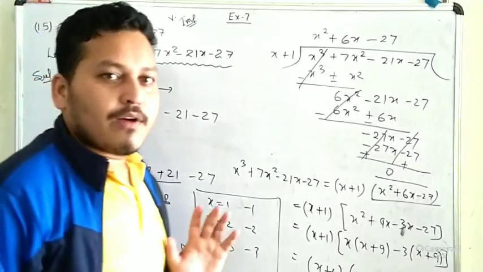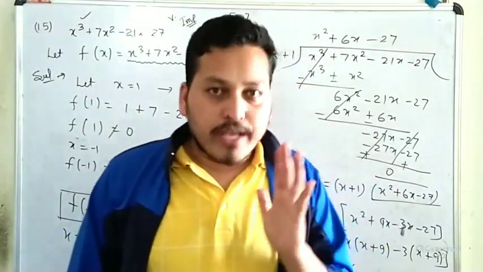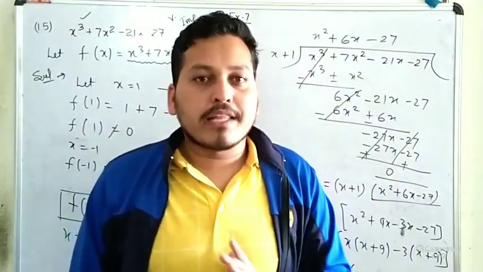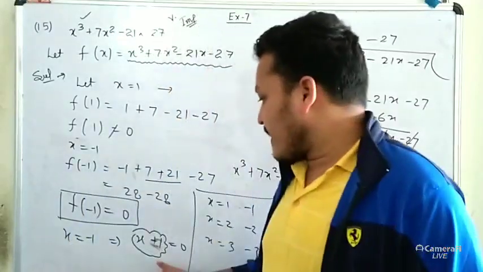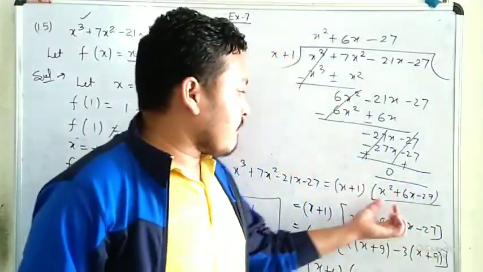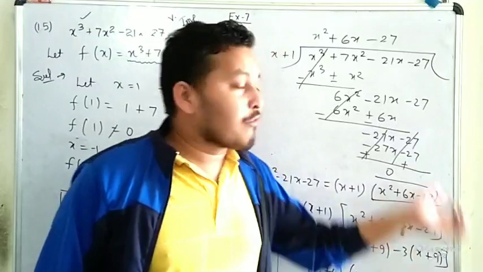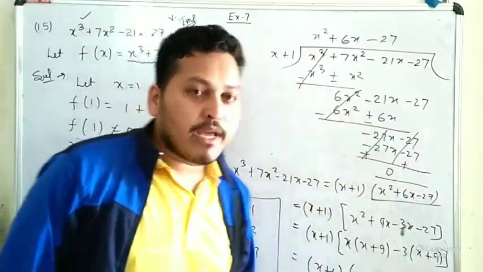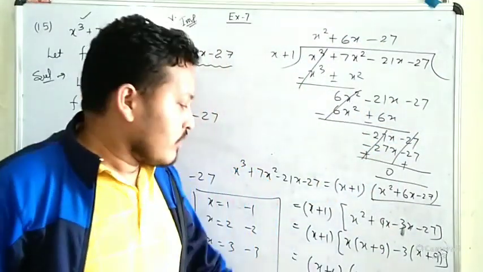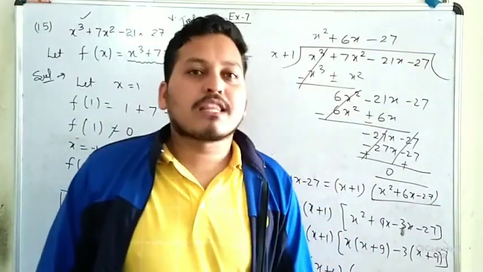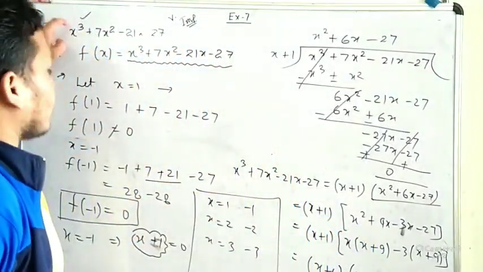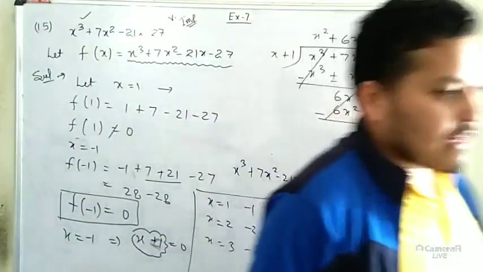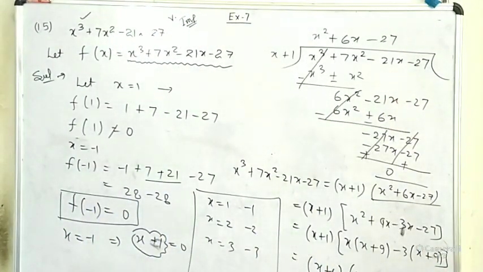So x plus 1 is a factor, and after we get one factor, we can divide the given polynomial by the first factor x plus 1. Then we will get a quadratic equation, and we can factorize the quadratic equation. So we will get all three factors. The highest power is 3, so remember, we can calculate 3 factors. Okay, so I hope you understand this thing. How can we calculate it?